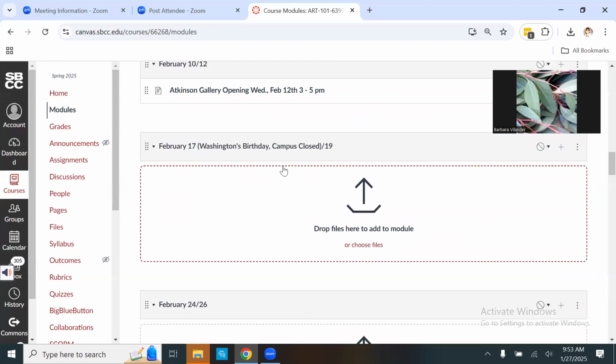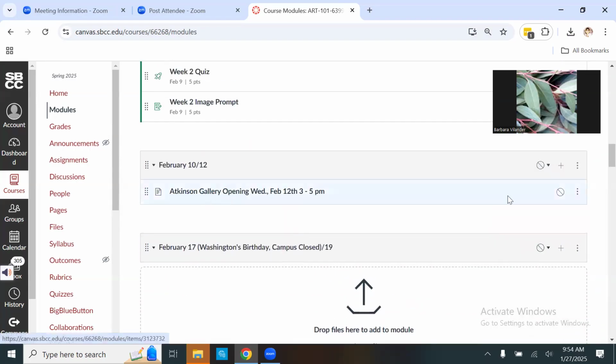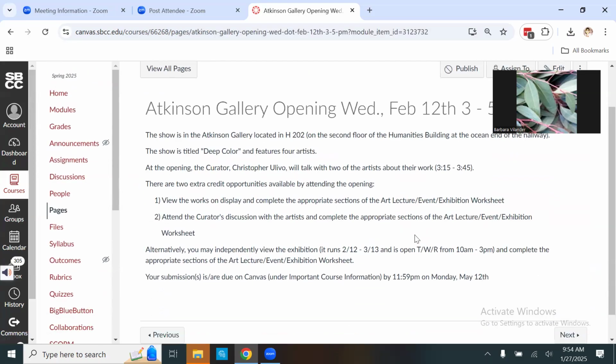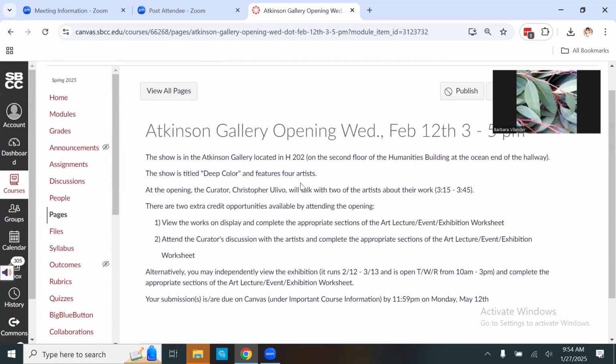All right. I do want to point out this. So this is under this week here, and I need to unlock all these, and I will. So there is going to be on Wednesday, February 12th, there's going to be an opening and talk at the Atkinson Gallery. So if you are near SBCC, you can come to these things. Okay, so there's going to be an opening. I think it's from 3 to 5 p.m.